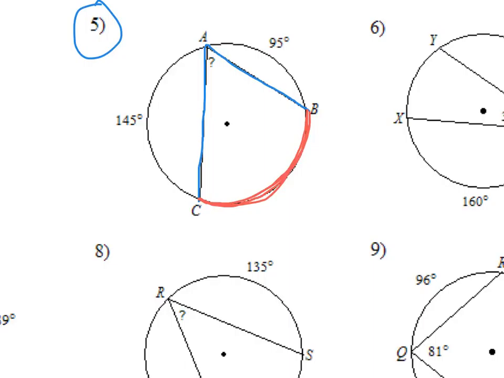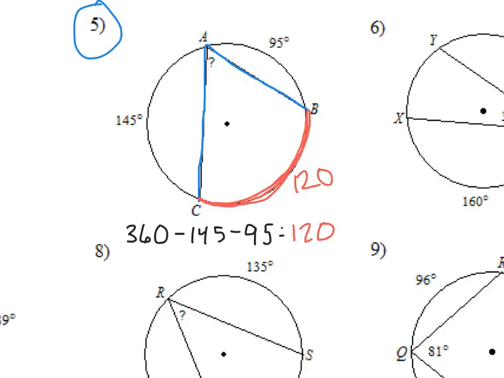And so we want to find the measure of the red arc, and then once we get that, we can divide it by 2, and it will give us the inscribed angle. So we know 2 of the 3 pieces here, and we also know that the full circle is 360 degrees. So the first thing we want to do is 360 minus 145 minus 95. And when we do that calculation, we get 120 degrees. So the red arc is 120 degrees.